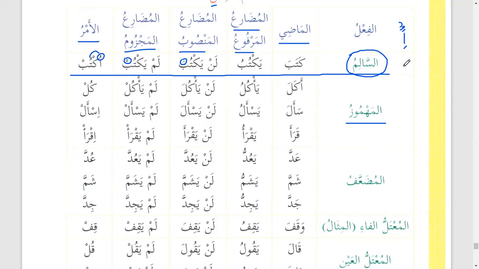So please remember that. In al-mahmuz, hamza can be in the beginning, the first part of the root letter. So it can be the first root letter, as we can see here, akala. So hamza is the first root letter. This is called al-mahmuz al-fa, because hamza is in the place of fa of the kalima fa, ain, lam. Akala ya'kulu, and when we use lan, it will be lan ya'kula, and when we use lam, it will be lam ya'kul.